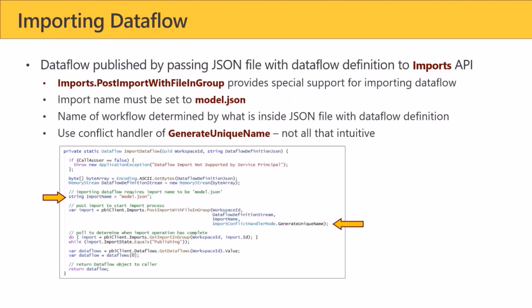Another thing is for the conflict handler, you've seen that you have to use generate unique name. If you want to think about it, we should have just used conflict handler mode data flow. We should have done that, because this is also a case where you only use it for data flows and you have to use it for data flows. Okay. The last import, I called this out before, but data flow import is only supported for users. It's not supported for service principals, unfortunately.